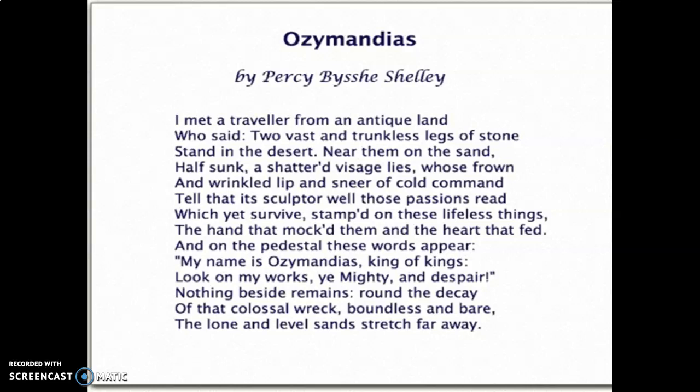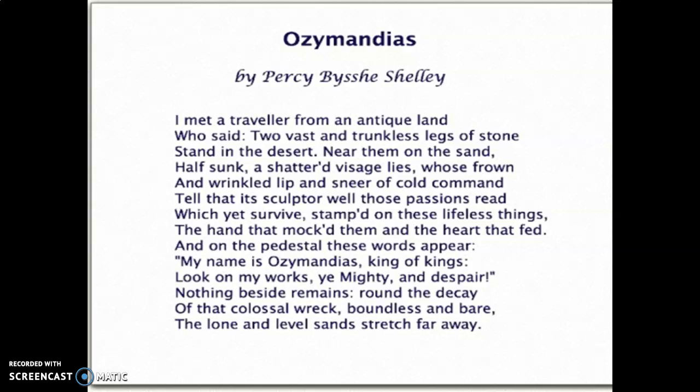He thought that he was the mightiest of all the kings because he had made numerous big buildings all around his statues. And he boasts upon his works, and he says, all those who think that they are mighty, they must despair. Look at my work, they cannot excel me. Nothing, and then there is a commentary by the poet: nothing beside remains. Round the decay of that colossal wreck, boundless and bare.